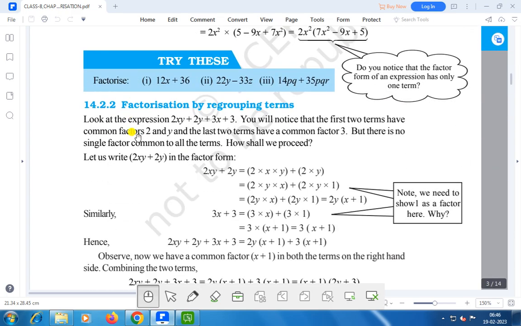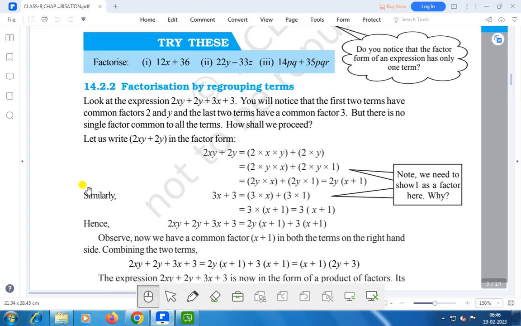Now, factorization by regrouping terms. Look at the expression 2xy plus 2y plus 3x plus 3. You notice that the first two terms have a common factor 2 and the last two terms have a common factor 3, but there is no single factor common to all the terms. How shall we proceed? Let us write 2xy plus 2y as 2 into x into y plus 2 into y, or 2y into x plus 2y into 1, or 2y into x plus 1.